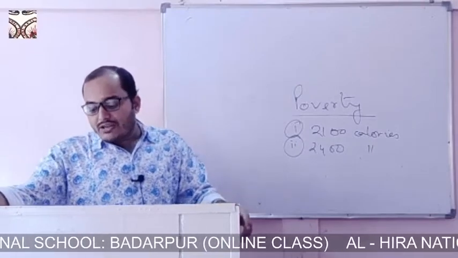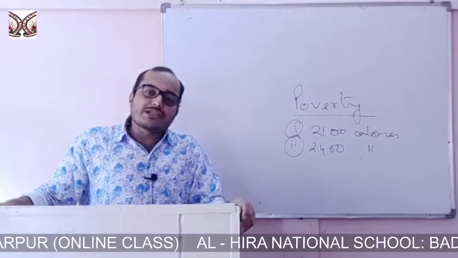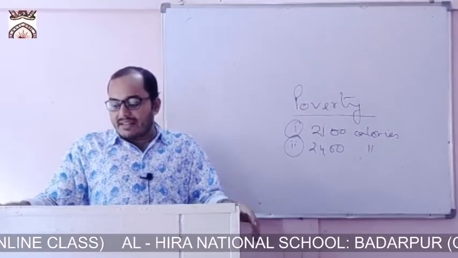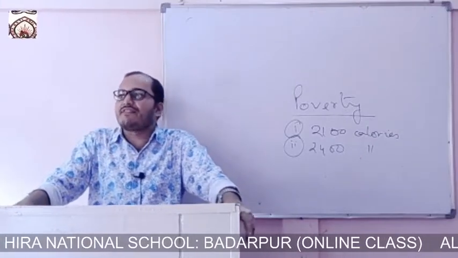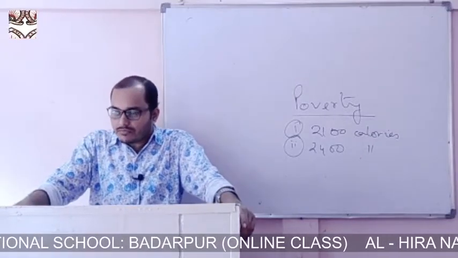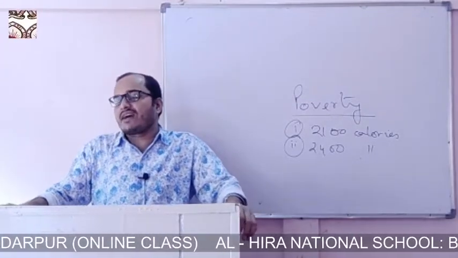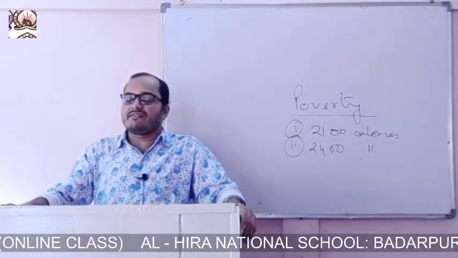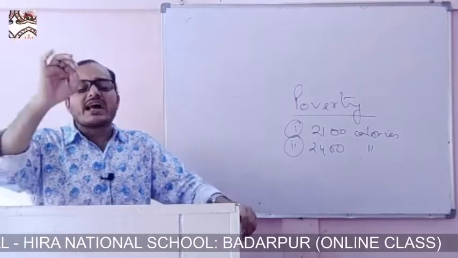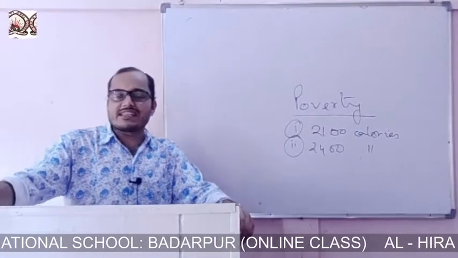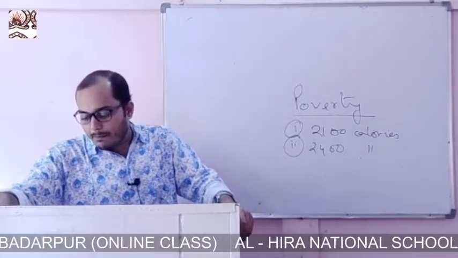Now it was the Planning Commission who started to present the statistics of poverty in a mathematical manner, and for the first time it was in the 5th Five-Year Plan. The Five-Year Plan started in 1951, and the first Five-Year Plan ended in March 1956. So in the 5th Five-Year Plan, the Government of India started presenting the statistics of poverty.